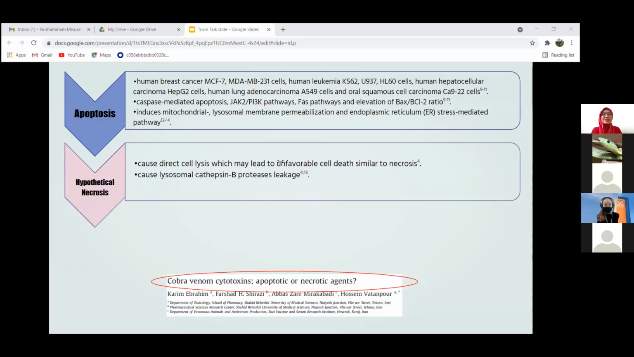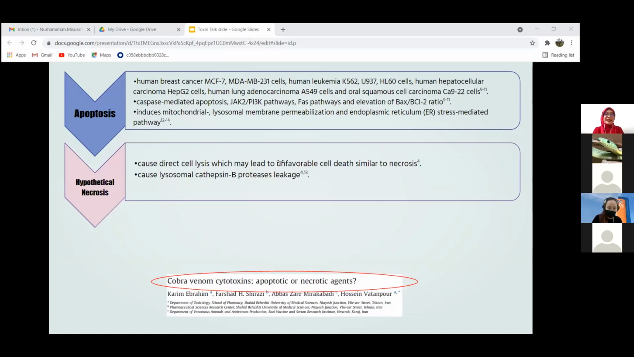The necrosis triggered by cytotoxin was shown to cause lysosomal cathepsin B protease leakage. It is noteworthy that the apoptotic effect of cytotoxin may only be observed in a very limited range of concentration. And the cell death pattern rapidly switches from apoptosis to hypothetical necrosis when the concentration increases, as shown by the paper I show here. Nonetheless, such transition mechanism of cell death is not known, as it is very unclear if the penetration of cytotoxin into the membrane is also a concentration dependent process.